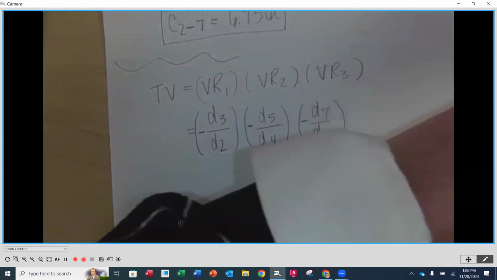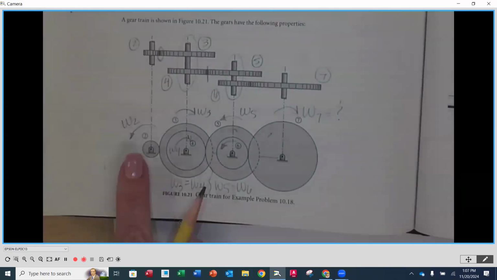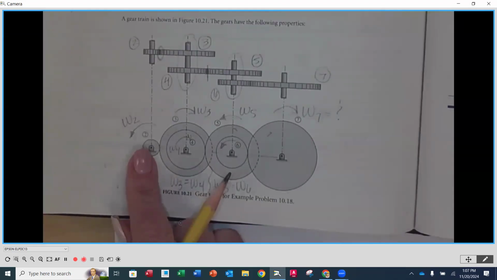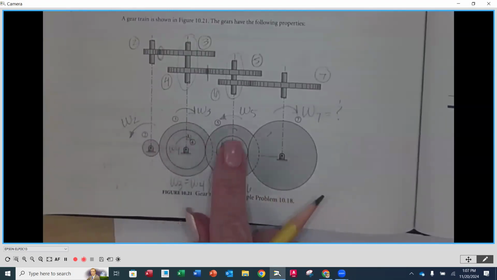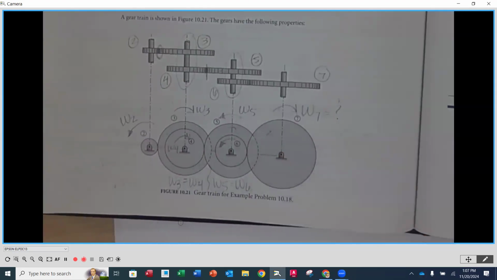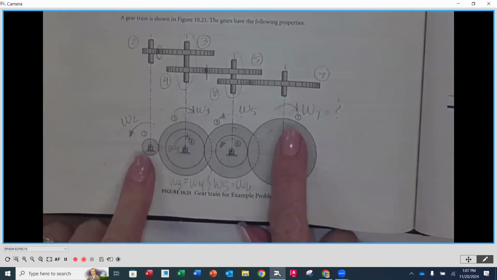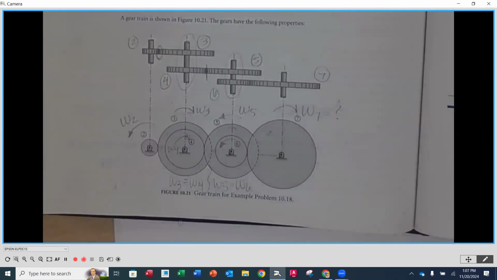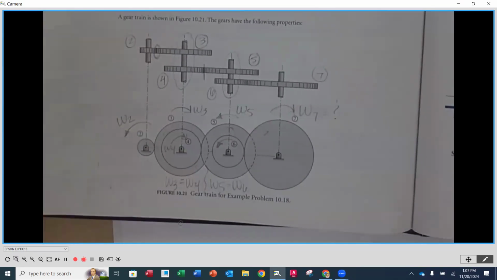So when we drew it out, we knew and we were given that W2 was going in a counterclockwise direction, right? And then when we drew out separate reductions down the train, we're like, oh, it looks like W7 is going to be going in the clockwise direction. So notice that these are opposite. When we have directions that are going opposite, we will end up with a negative value for our train value. If we end up with a positive value for our final train value, that means that they're going in the same direction, okay? So it just helps us with verifying directions.